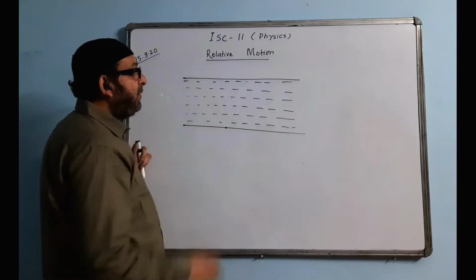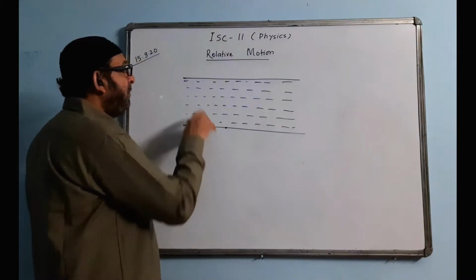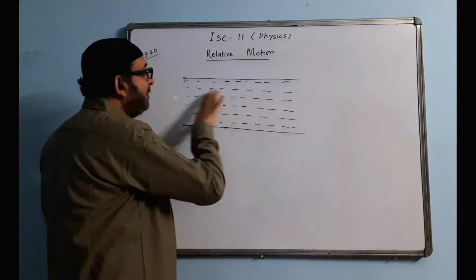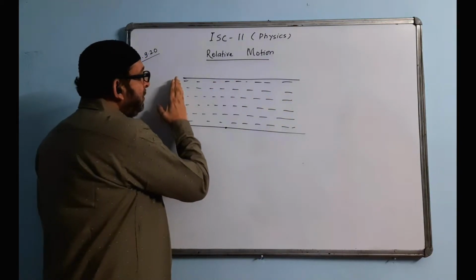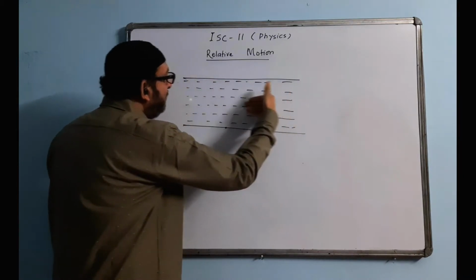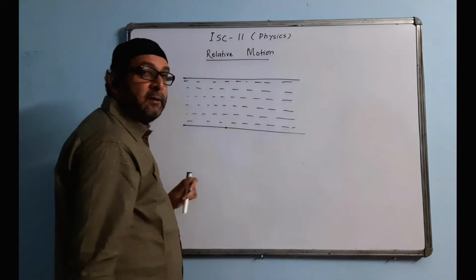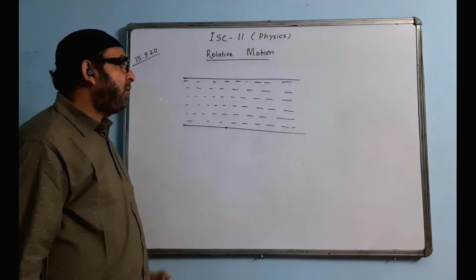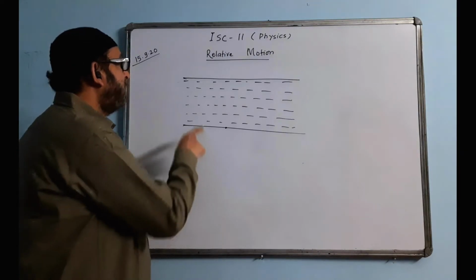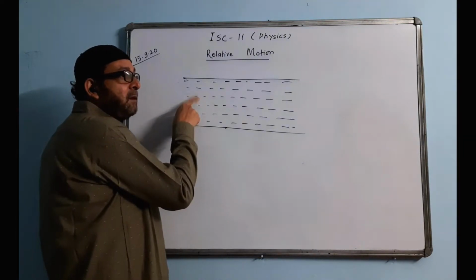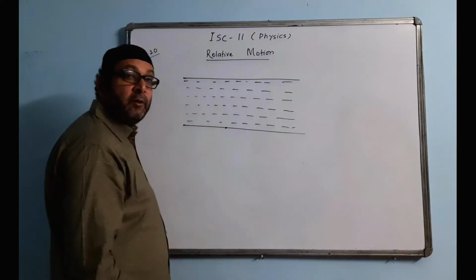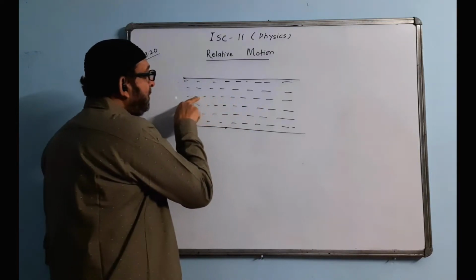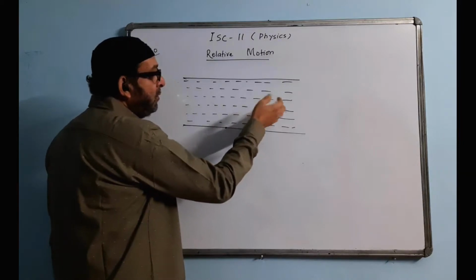This time we'll have a different method to be used. If the stream is moving like this and the boat is also moving in the same direction like this, then that is called downstream. If the stream is moving like this and the boat is moving opposite, against the current or against the stream, that is called upstream. So for downstream, the speed of the stream plus the speed of the boat are added, and for upstream the speed of the stream and the speed of the boat are subtracted.